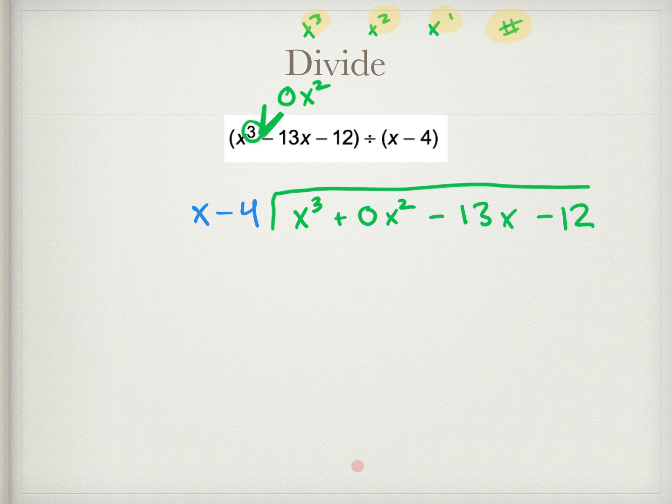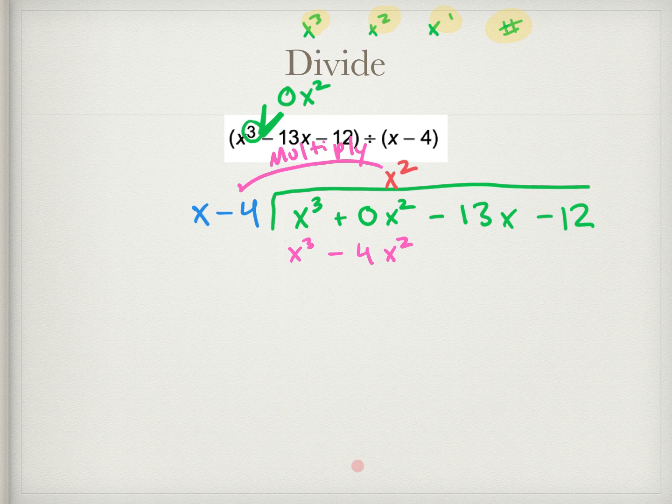All right, what do we do first? Minus x, or divide by x. Divide by x. So what is x cubed divided by x? X squared. So that's going to go on top of the x squared, just so we keep everything in order. What do I do next? X squared times x minus 4. We multiply. So what's x squared times x? X cubed. And x squared times negative 4? Negative 4x squared.